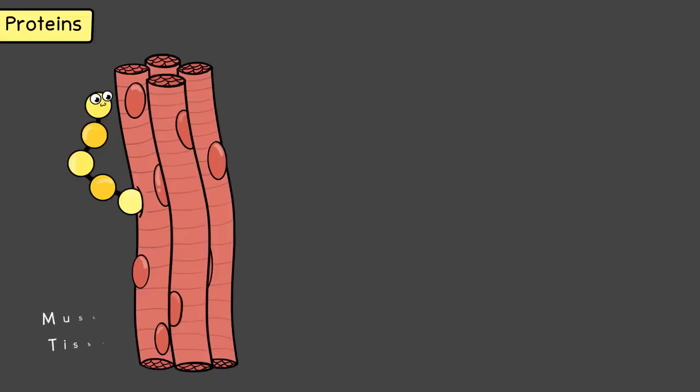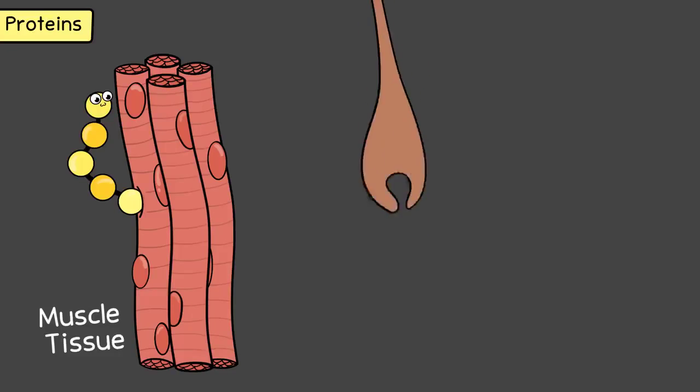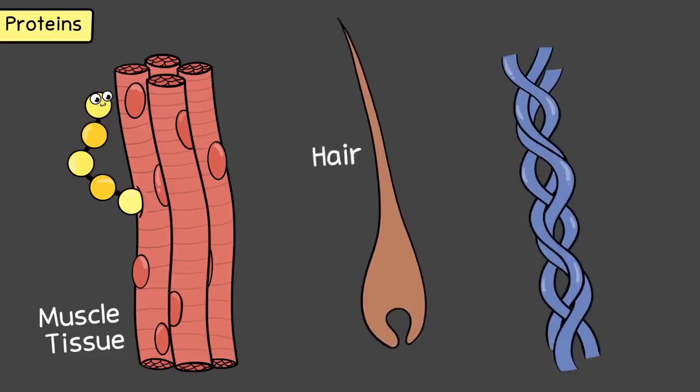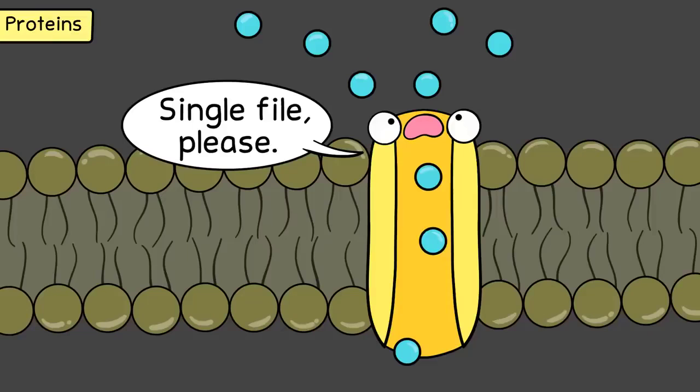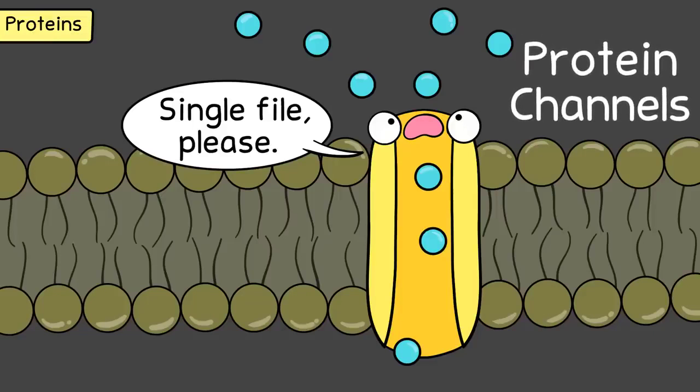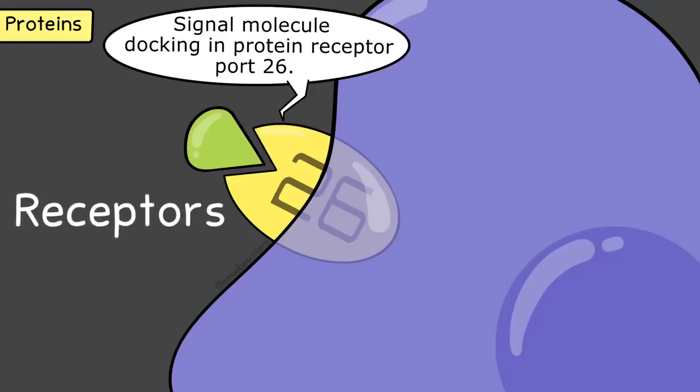Structure-wise, tissue like muscle tissue consists heavily of proteins. Proteins can make up all kinds of other structures, hair or collagen, for example. Proteins can also be found embedded in cell membranes as protein channels. And channels are important to that cell membrane structure with functions of letting certain substances pass through. Proteins can also be receptors, which are critical in cell signaling, so cells can coordinate actions together.